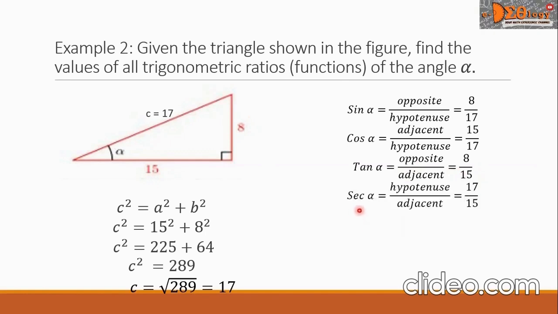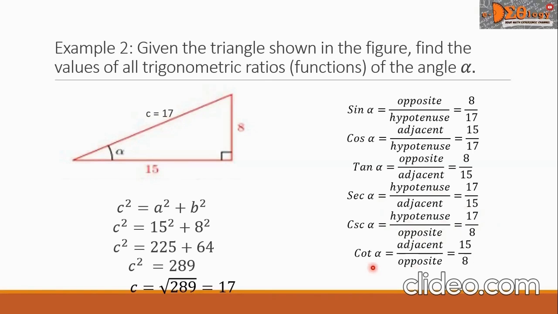The next is secant alpha, and the ratio is hypotenuse over adjacent. The hypotenuse is 17 and the adjacent is 15. So secant alpha equals 17 over 15. Next is cosecant alpha, and the ratio is hypotenuse over opposite. The hypotenuse is 17 over opposite, which is 8. So cosecant alpha is 17 over 8.